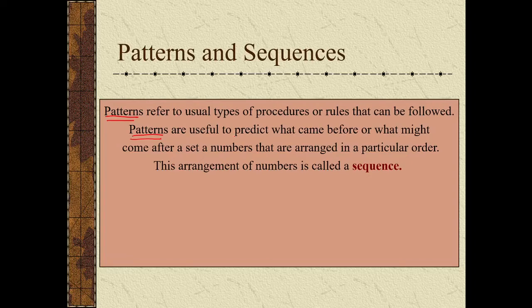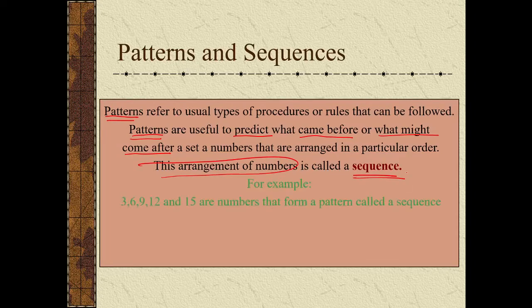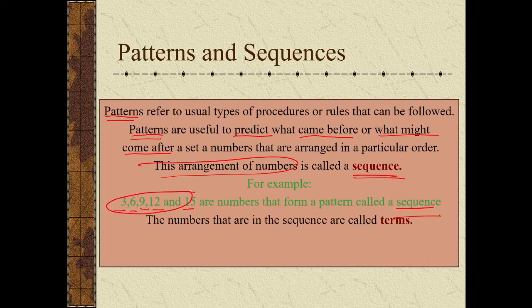Patterns are useful to predict what came before and what might come after. And the arrangement of numbers is what you call a sequence. Now, this is an example of a sequence. 3, 6, 9, 12, 15 are numbers that form a pattern, and this is what you call a sequence. And the numbers that are in the sequence are what you call terms. 3 is a term, 6 is a term, 9, 12, and 15 are terms in your sequence.